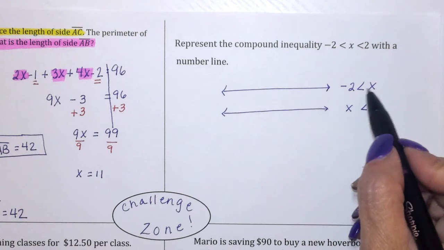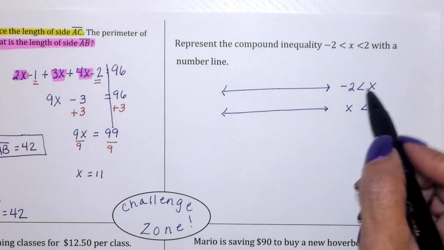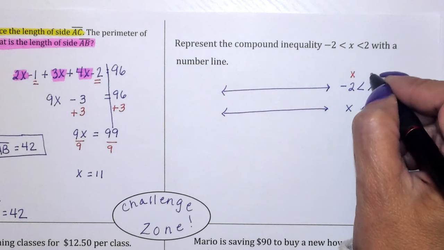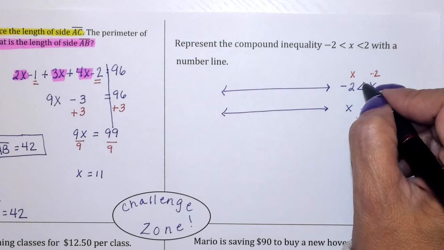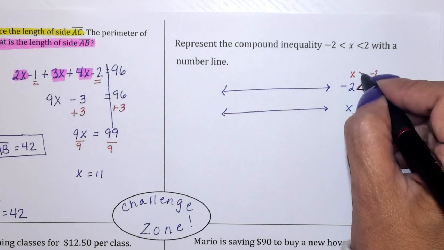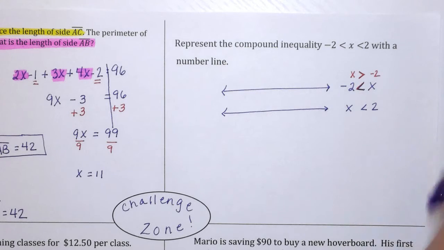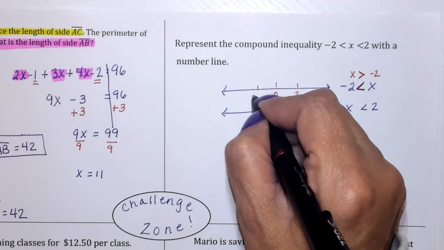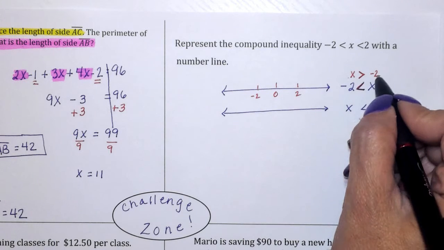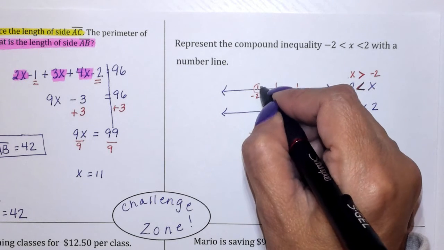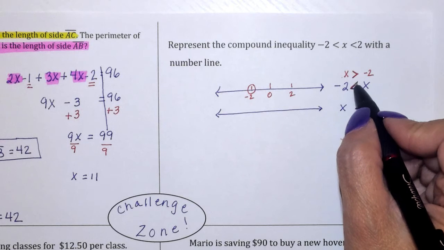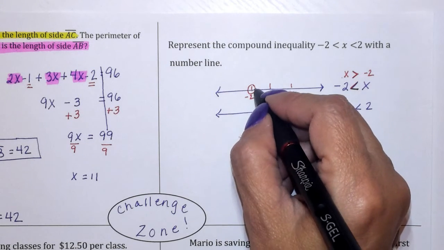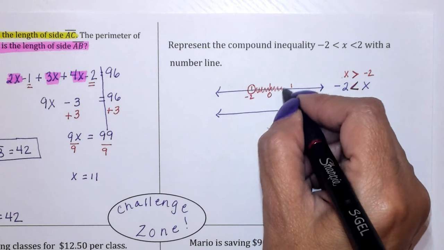Now, you know me, I don't like to do it this way. I like to read it the other way. So if I were to rewrite it, I would put x and negative 2. It's pointing to the negative 2, so I'm going to make sure it points to the negative 2. Okay, so this reads, I'm going to put 2 and negative 2. X is bigger than negative 2, so I'm going to circle the negative 2. I'm not going to color it in because it doesn't have the equal sign. X is bigger than negative 2 is going to go this way.